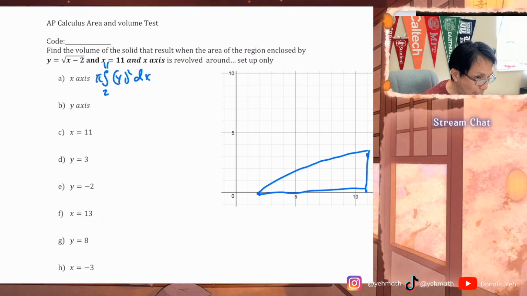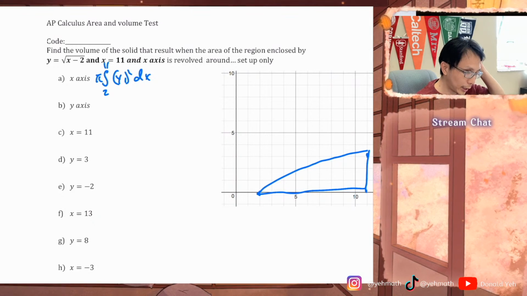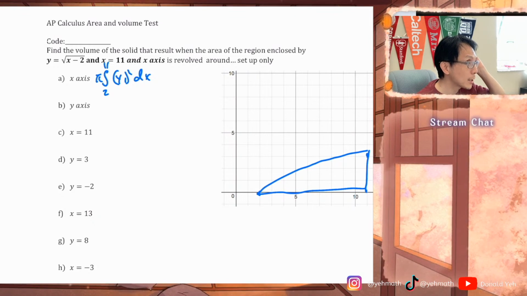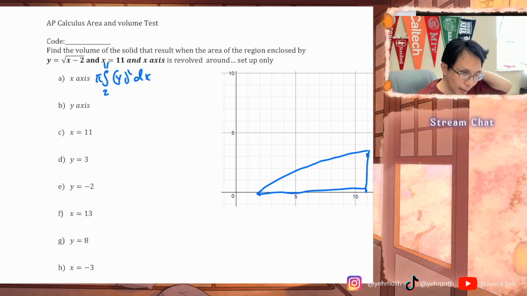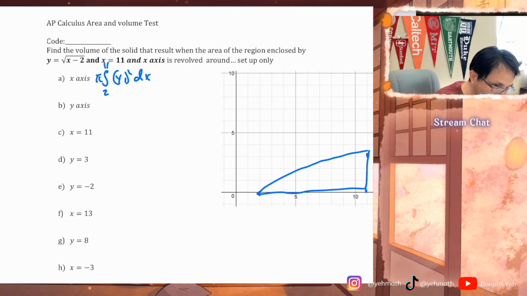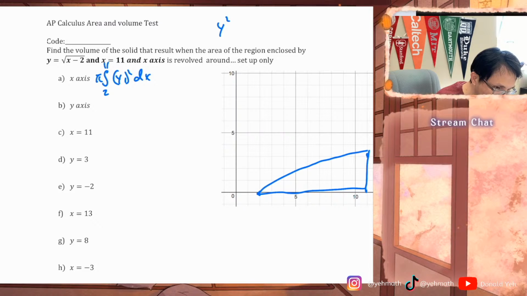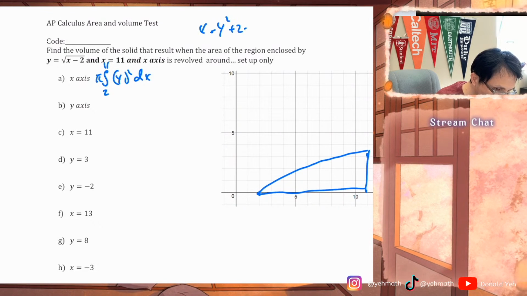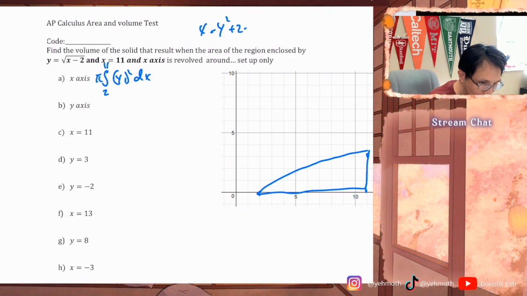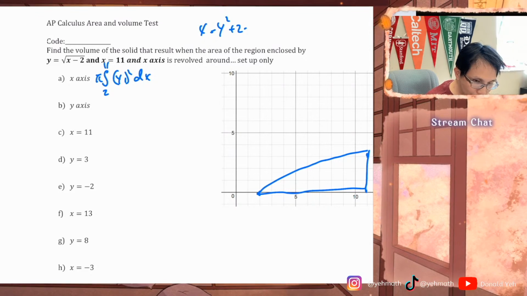Now to the y-axis. Now this one is no longer a disk. It's a washer, and in this case you have to convert everything in terms of y. You want to solve for x, so it'd be y squared plus 2 is equal to x. Does that make sense? I just want to make sure I solved it right. Yeah, that's right.